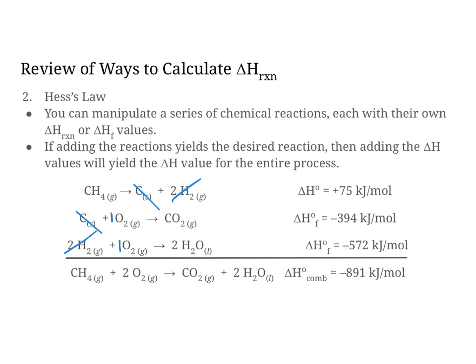We knew that the change in enthalpy for the first reaction was positive 75 kilojoules per mole, and for the second reaction it was negative 394 kilojoules per mole, and the third reaction was negative 572 kilojoules per mole. So we added those things up and we got the combined reaction change in enthalpy of the reaction to be negative 891 kilojoules per mole. And because the delta H, or the enthalpy, is negative, this makes it an exothermic reaction.